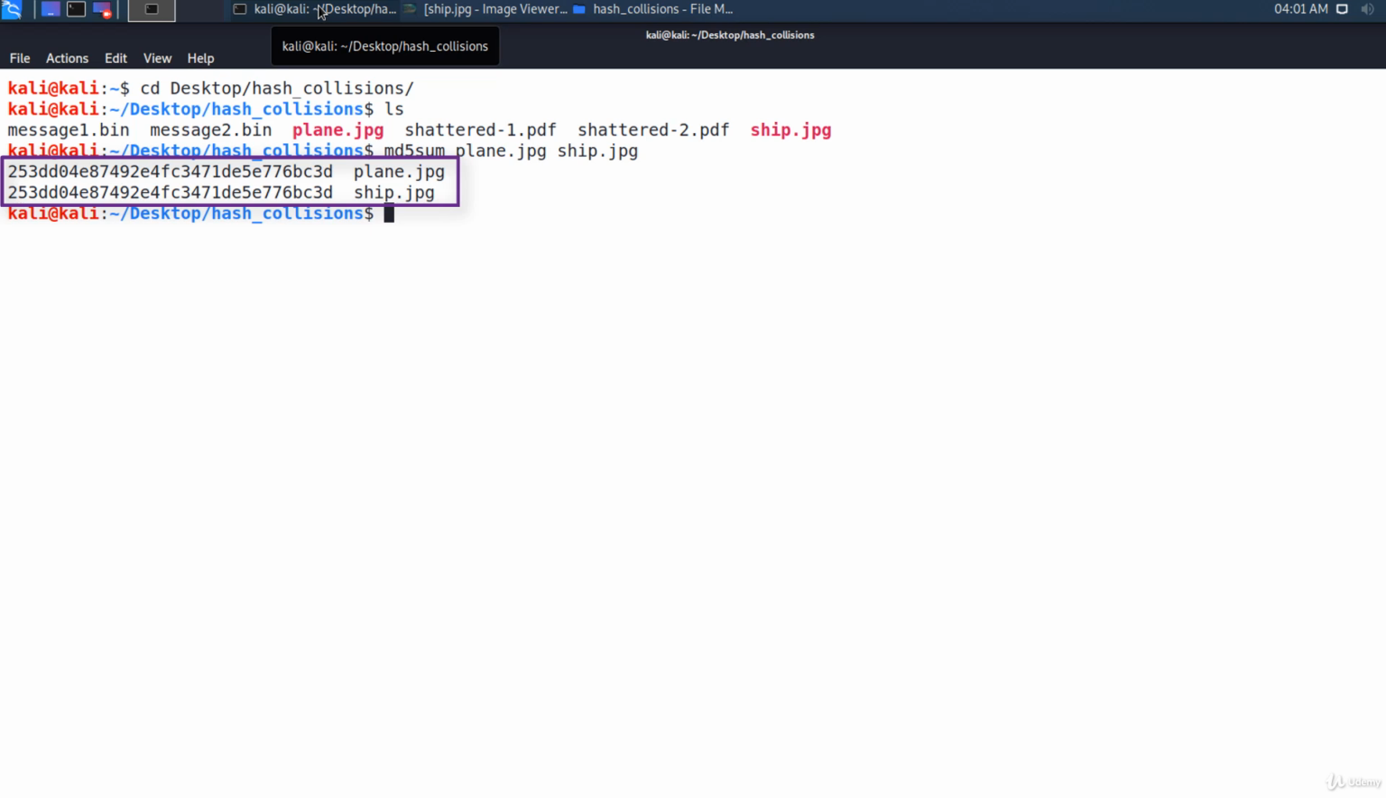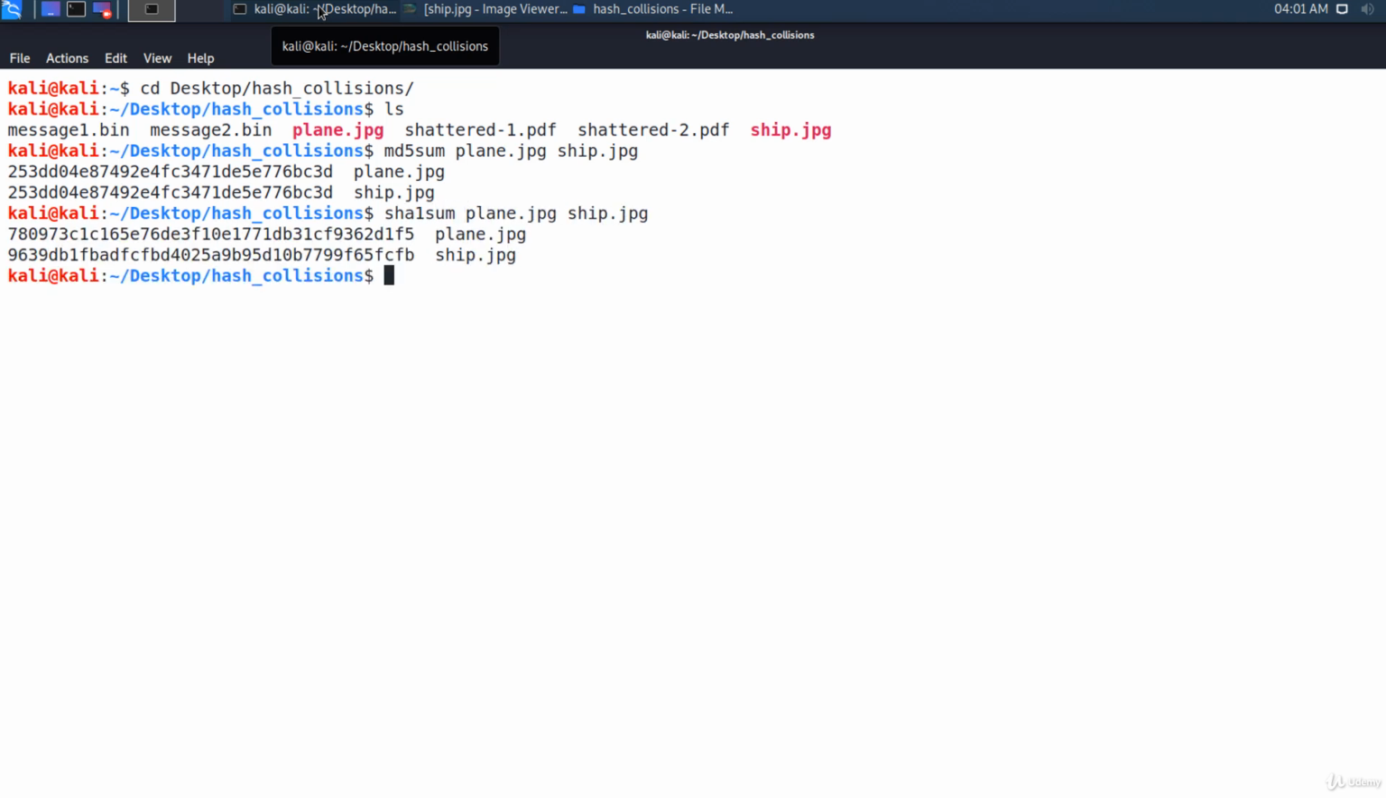If I used another algorithm, I would get different hashes. Let's calculate their hashes using SHA-1. It's different. This is a collision only for MD5. Now, let's see another collision, this time of the SHA-1 algorithm.